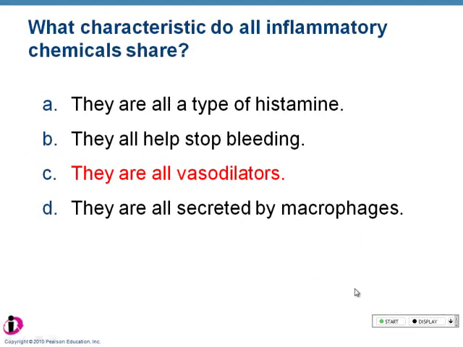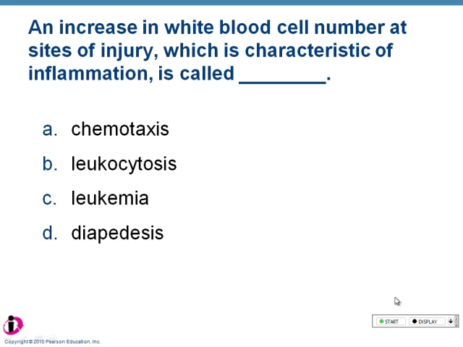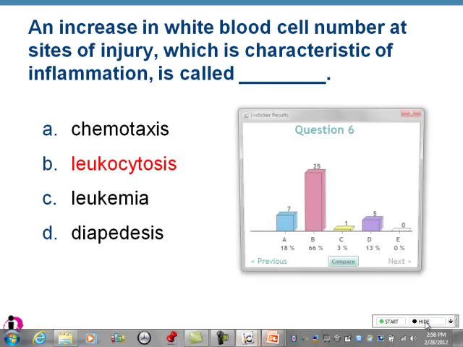An increase in white blood cell number at the site of injury, which is characteristic of inflammation, is called... What's the answer? Increase in white blood cell number. B is the answer.